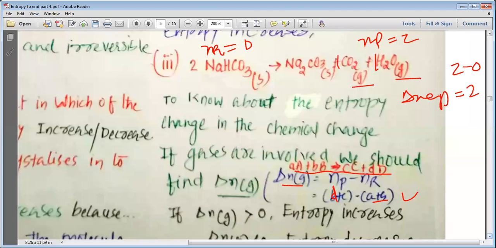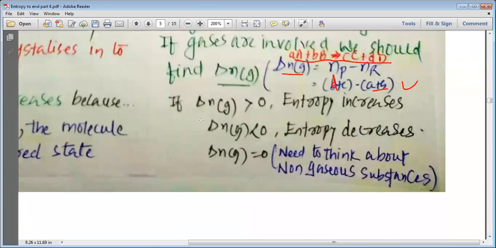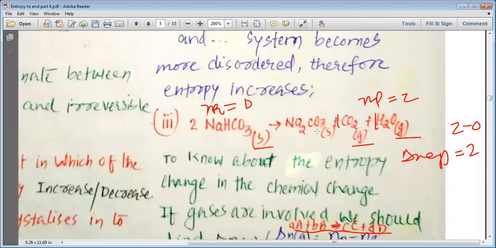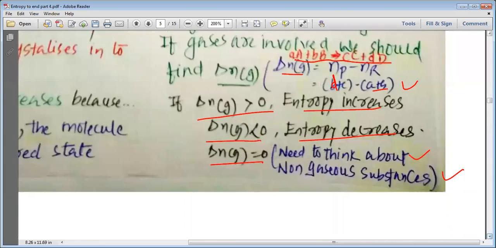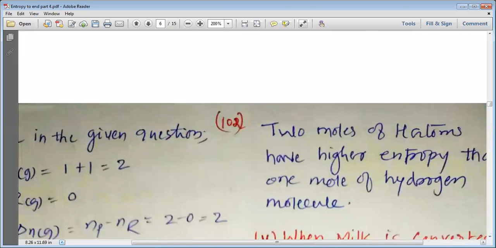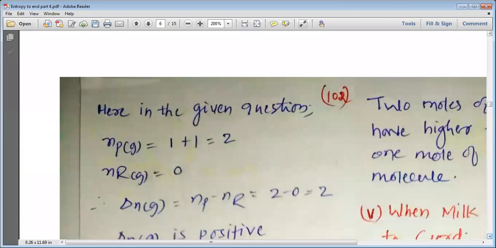So my dear students, we have a simple rule that if delta N gas is greater than 0, entropy increases. If delta N gas is less than 0, entropy decreases. And if delta N gas is equal to 0, we need to think about the other reactants and products other than the gas, and on the basis of that we can take the decision. So if gaseous molecules are involved in this kind of chemical reaction, by calculating the delta N gas we can easily find out the result.